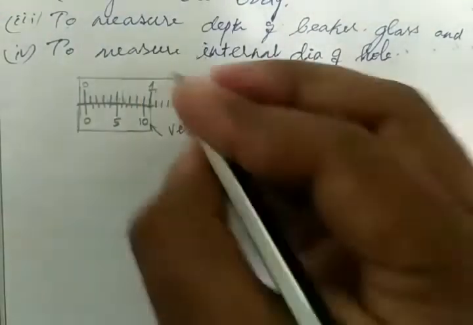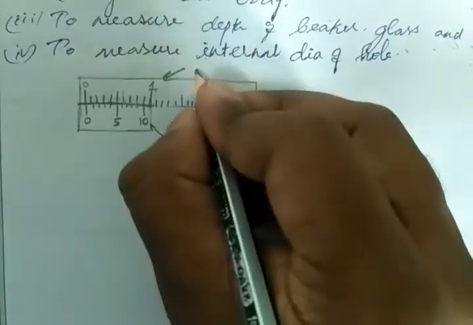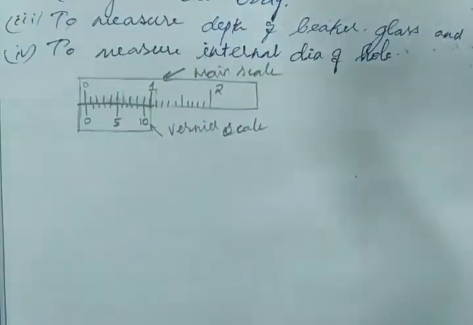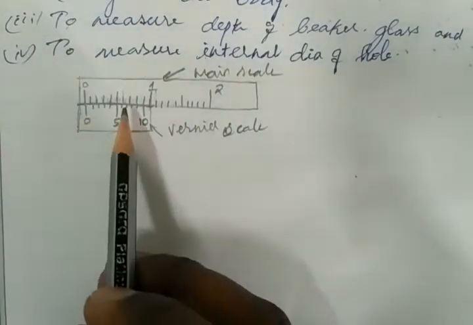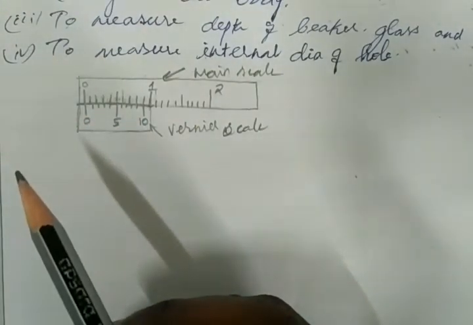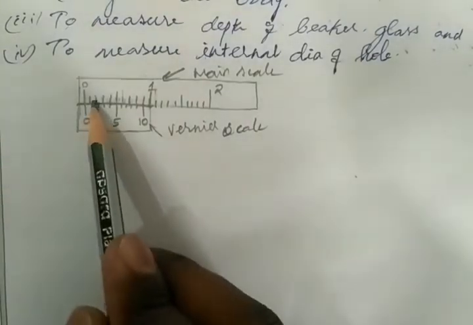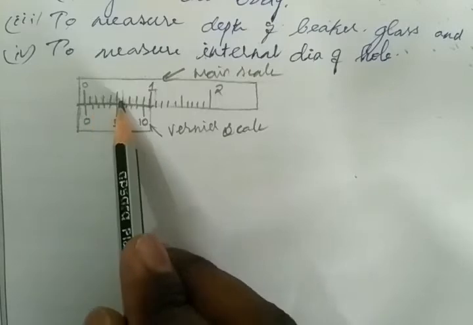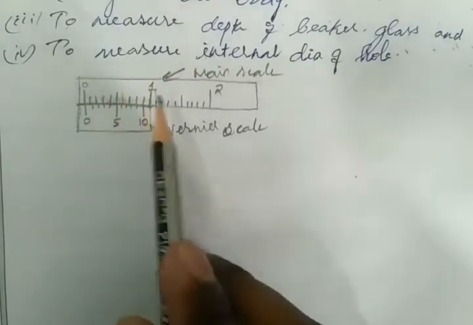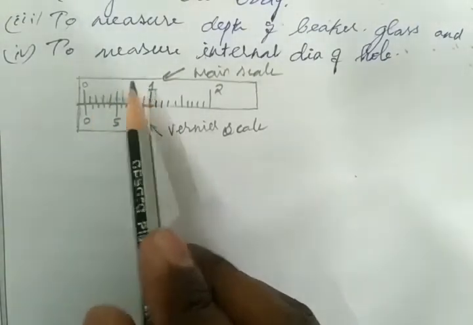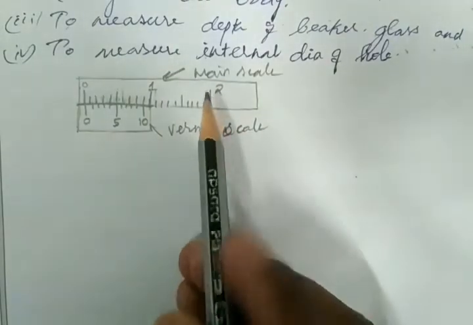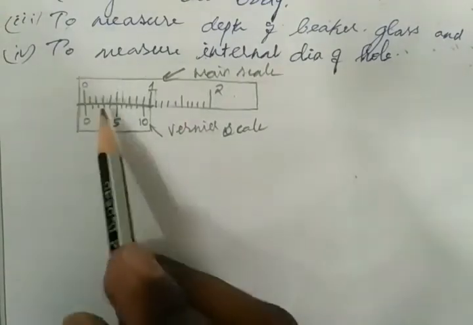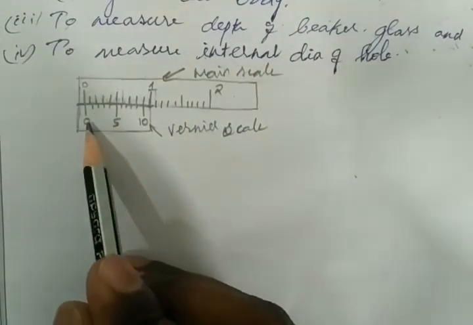And this scale is called the main scale. The main scale has readings very similar to our normal scale. Each division is 1 millimeter, and after 5 divisions we have 0.5 centimeter. After 10 divisions we have 1 centimeter, after another 10 we have 2 centimeters, and it goes on. In the vernier scale, we have a small number of divisions marked from 0 to 10.